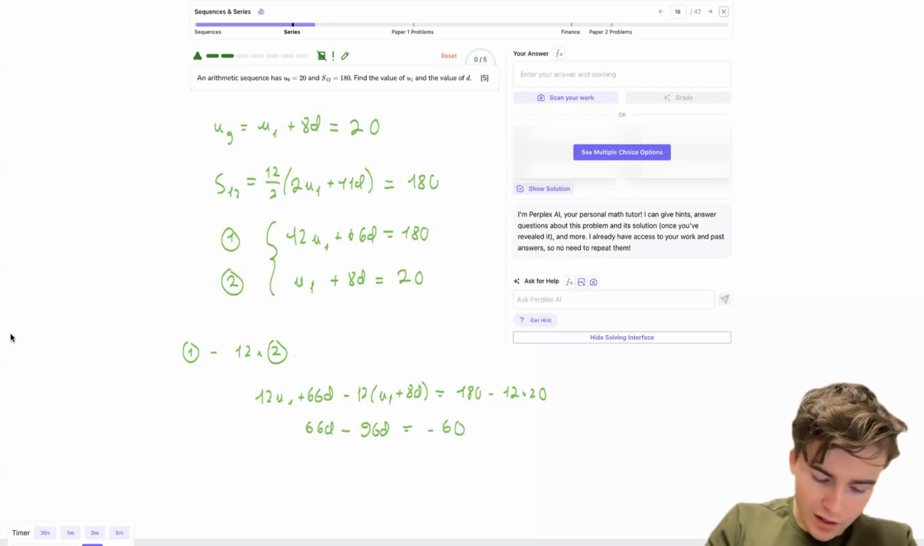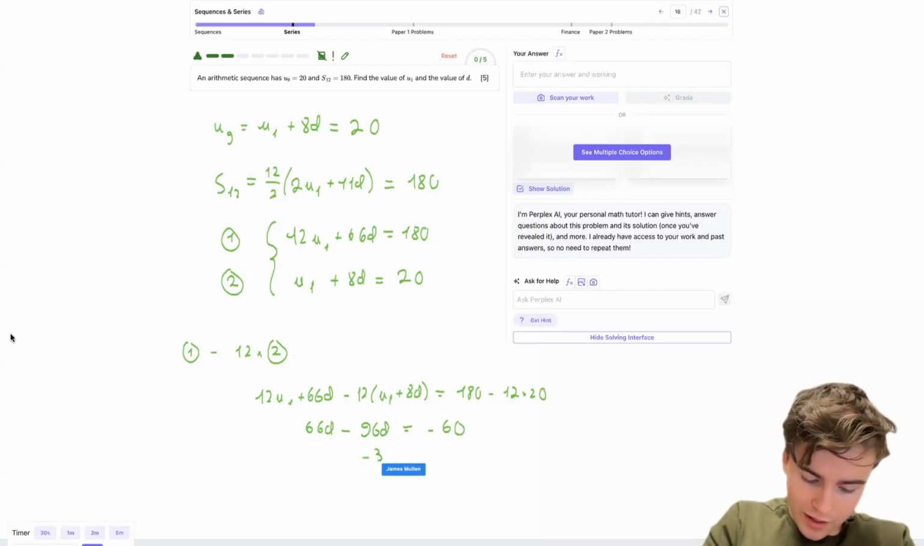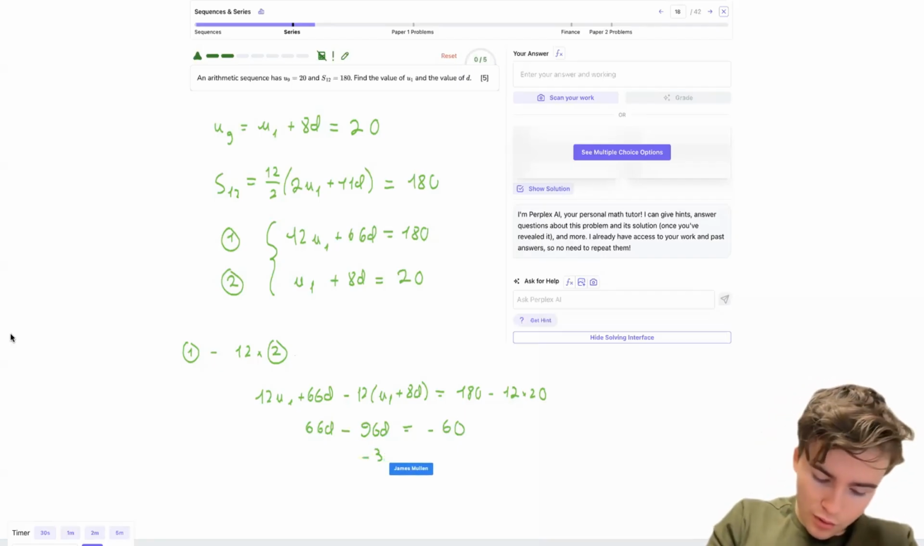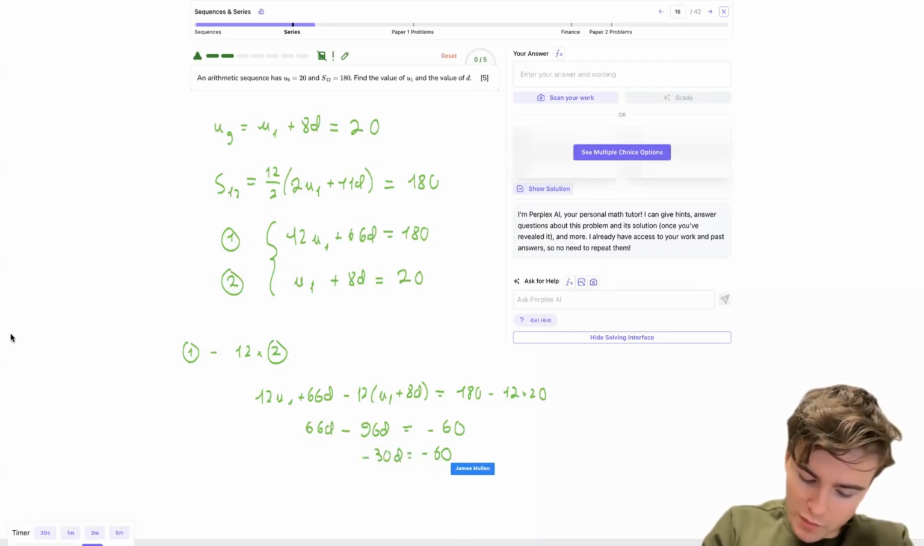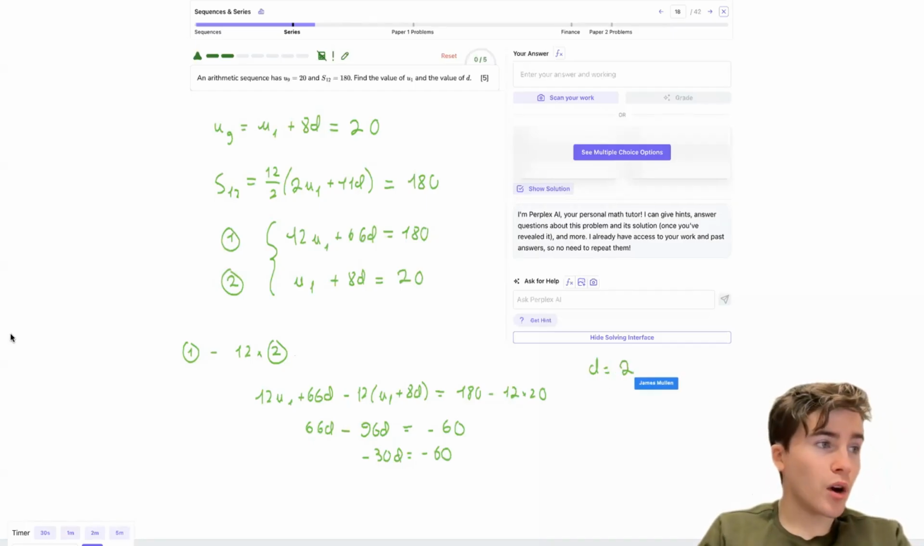Okay, so we're getting close now. If I do 66d minus 96d, I get negative 30d. That's a really poor zero. Negative 30d is equal to minus 60, which means d is equal to 2. All right, so that's one part of the answer.